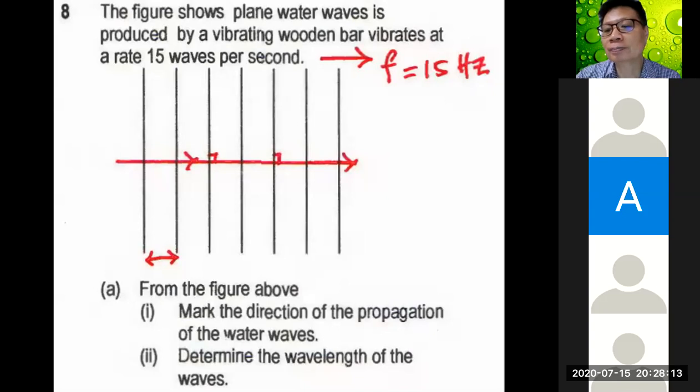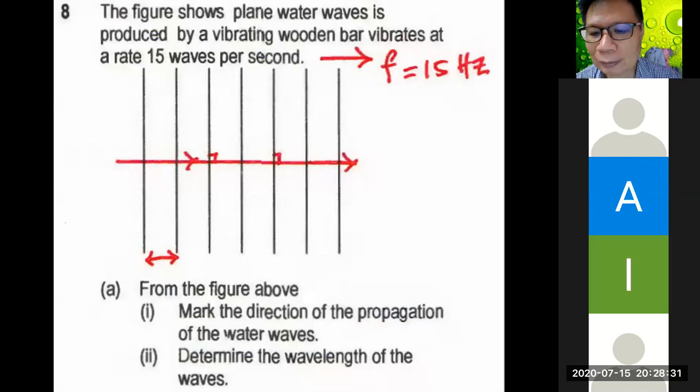Okay, Lim Yu Xuan, I know you are there. Please come up. Can or not? Lim Yu Xuan, how do you find the wavelength lambda from the diagram?